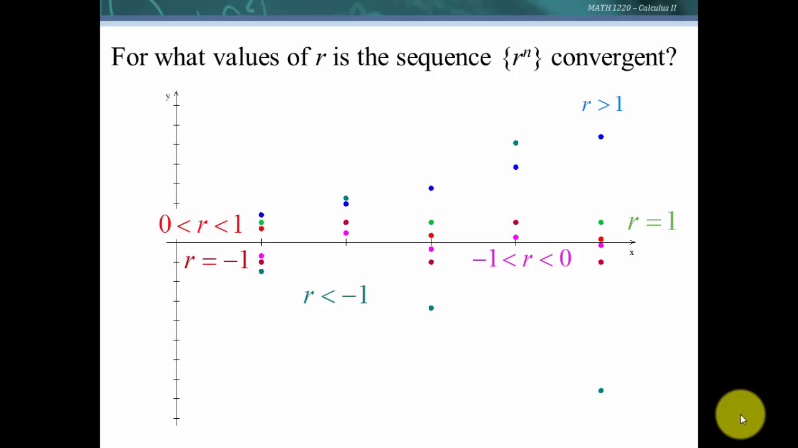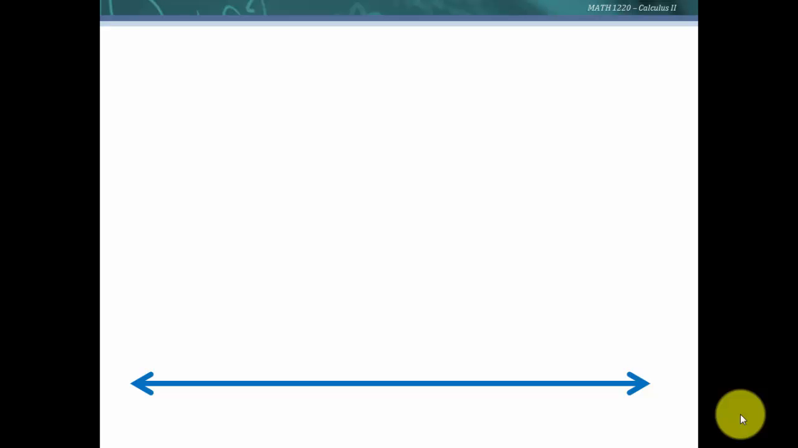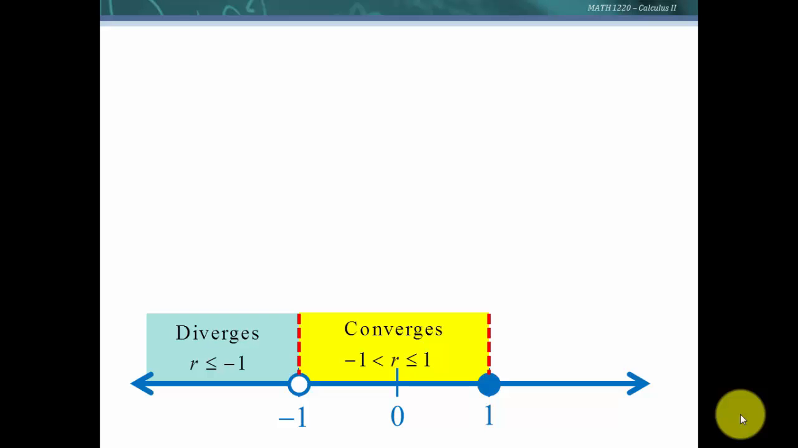We can summarize all of this, and this is going to be useful to us as we look for convergent and divergent sequences. Basically we found that at -1 it diverged because it alternated there, and at 1 it converged, so we're going to color that in. Then if we had things between -1 and 1, it converged. If we were outside of that on either side, it diverged.